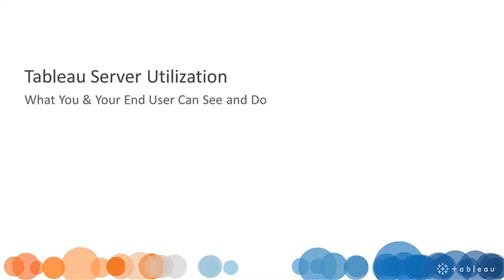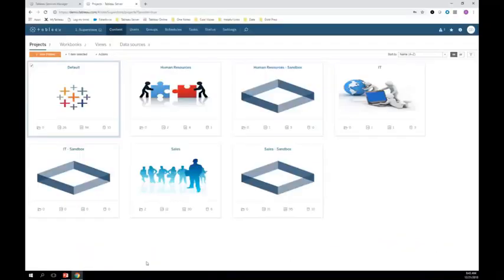All right, so now that we have all of that background, let's go ahead and hop into Tableau Server and actually see what you and your end users would be able to see and do once you've got your server set up. So once again, this is my Tableau Server interface. As an end user and not an administrator, I would see just this content tab here, and I would see the projects, workbooks, views, and data sources that I've been given permission to access. As administrators, you'll see things like users and groups, schedules and tasks, and then status and settings.